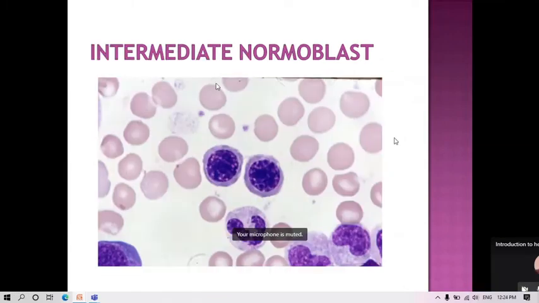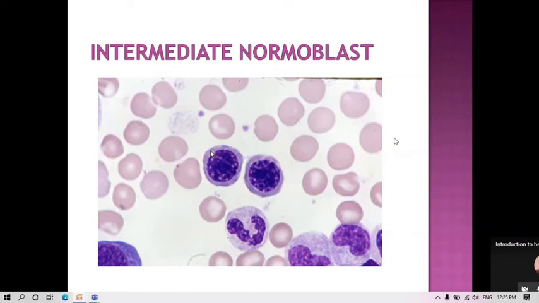Here you can see in the background we have RBCs, and these are the intermediate normoblasts. Here you can see that the nucleus has reduced in size, and the cytoplasm is not that inky blue in color. A bit of pink color has started coming up, because these cells have started the synthesis of hemoglobin. So these are known as polychromatophils or intermediate normoblast.